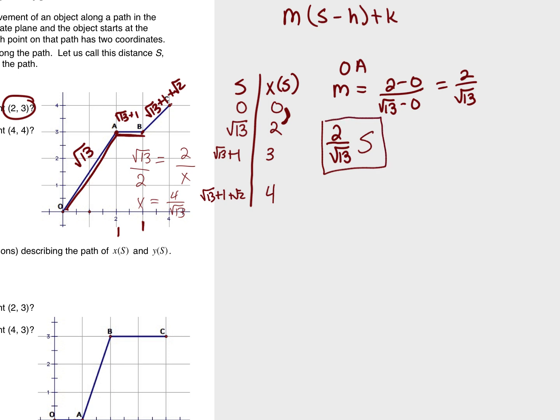Okay, so that's going to be our first piece, right? Yes. Okay, so now let's look for finding the second piece. So now we're talking about from A to B. From A to B to find the slope, we're going to take, now we're working with these two. So it's 3 minus 2 over the square root of 13 plus 1 minus square root of 13, which equals 1. Okay.